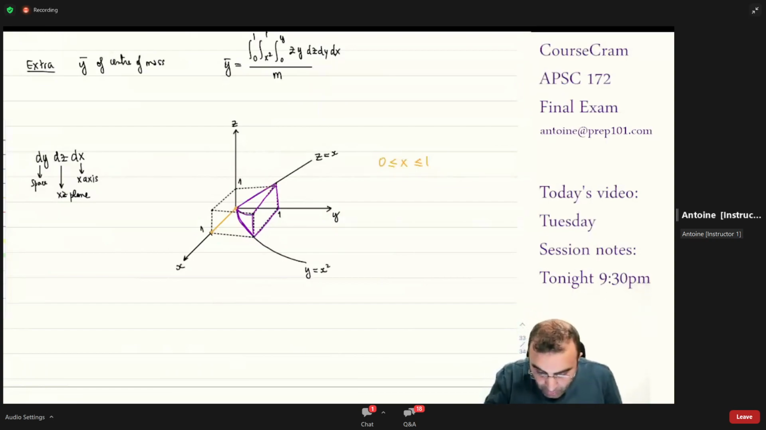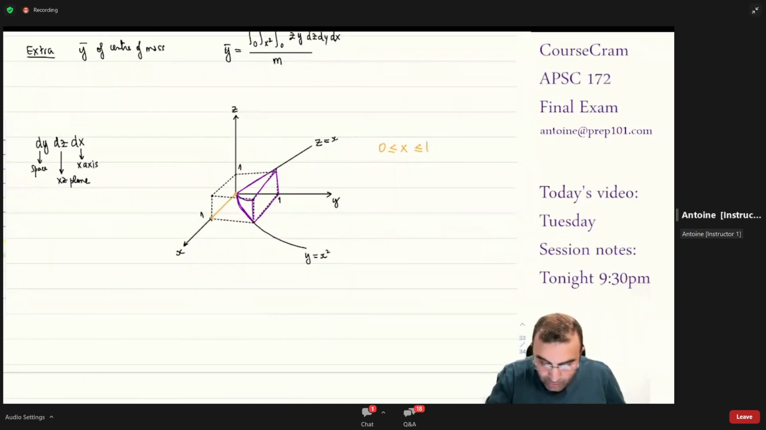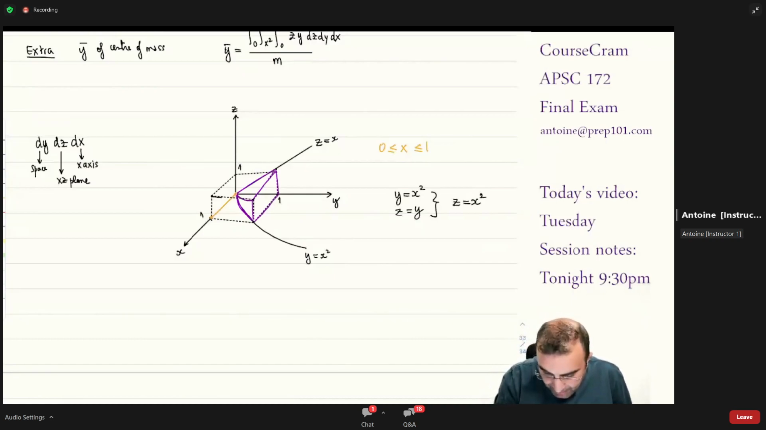But then when you shadow, now I need to figure out what's happening inside that region. So I'm going to eliminate the y. So I have y equals x squared, and I have z equals y. So this is y equals x squared, intersecting z equals y. So if I eliminate the y, that gives me z equals x squared. Z equals x squared is this curve right here. So I'm going to take this away so you can see. This is z equals x squared.